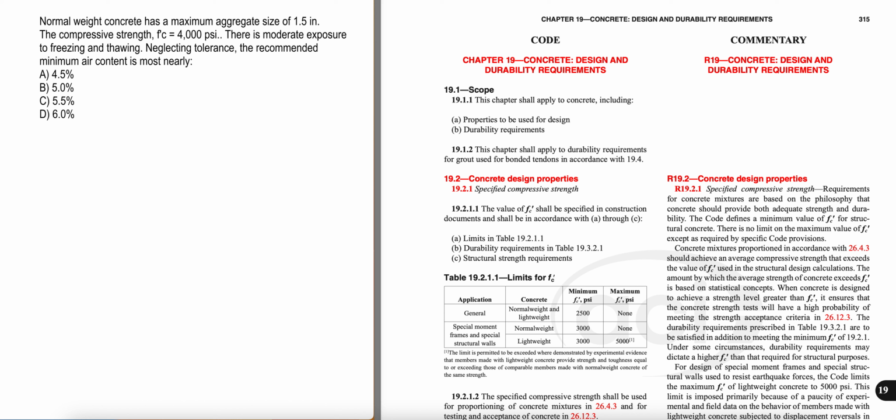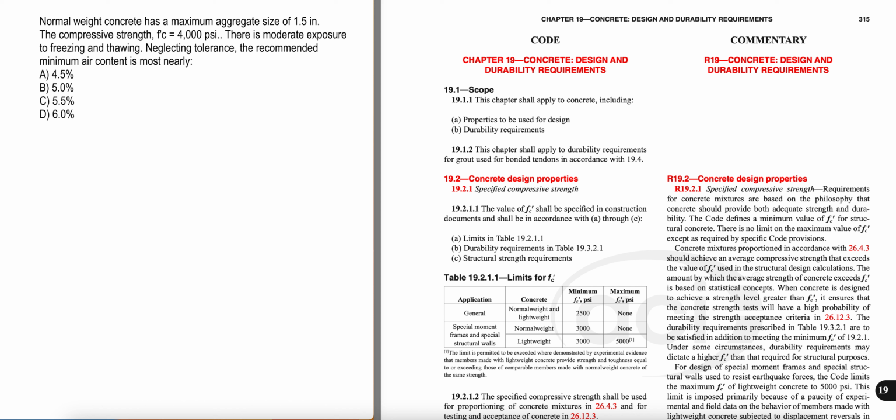All right, welcome back to our series where we are preparing for the PE civil exam. In this question, we're asked the following. A normal weight concrete mixture has a maximum aggregate size of 1.5 inches. The compressive strength, f'c, is equal to 4,000 psi. There is moderate exposure to freezing and thawing. Neglecting tolerance, the recommended minimum air content is most nearly A, 4.5%, B, 5%, C, 5.5%, and D, 6%.